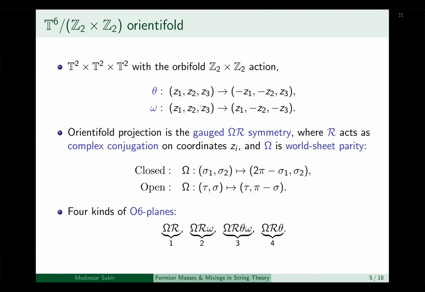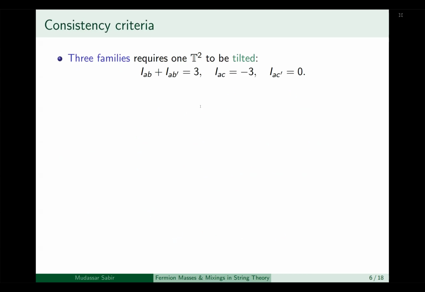So in total, I can get 4 kinds of O6 planes. These O6 planes are very much necessary to cancel the D-brane charges, because ultimately we want to have charge conservation. So these are the consistency criteria. I need to have 3 families. At least one torus must be tilted. In our convention, I take the third torus to be tilted.